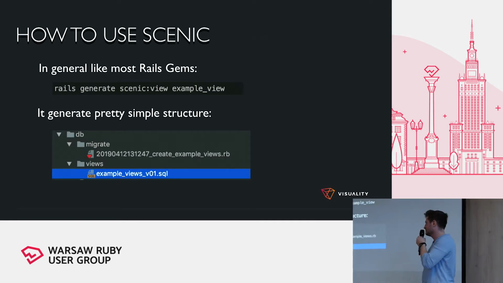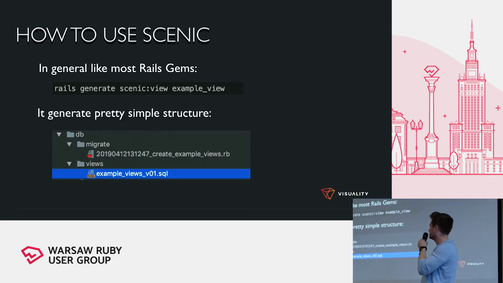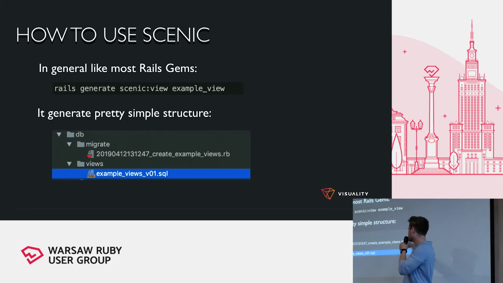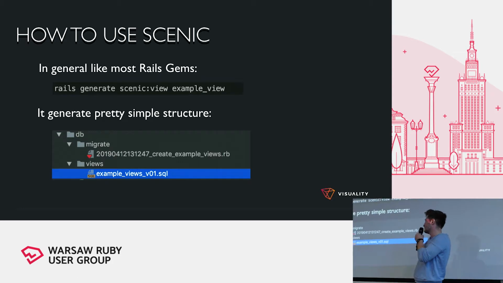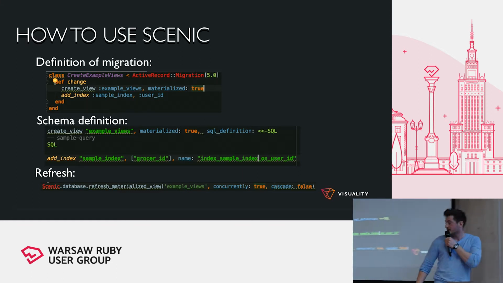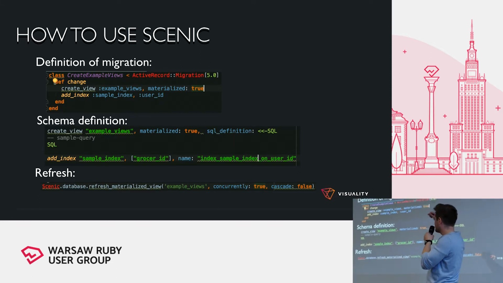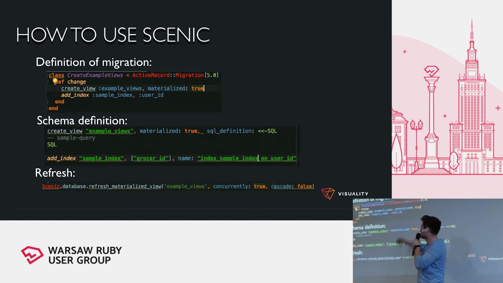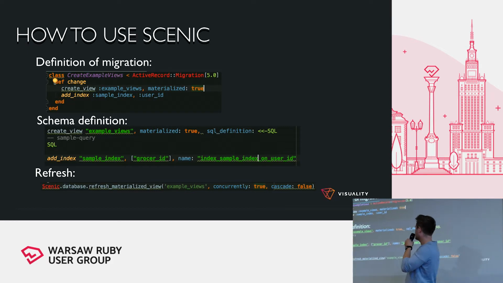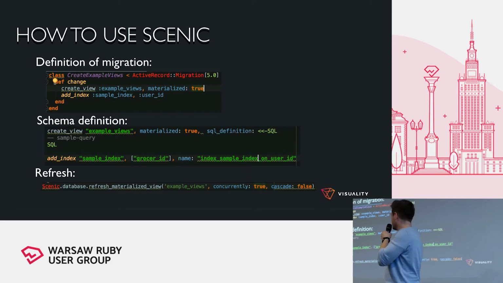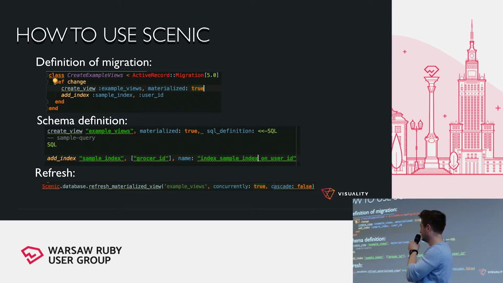So in general, we just call the Rails generator with Scenic, and the basic structure is created, so there's a migration. And there is our SQL definition that we want to use for our view. Here there is a definition of migration, so we can see that for a materialized view we can add indexes, so there is a sample index, and the schema definition is again our creation of the view, and a sample query that we would like to put. The query is written in the same way as in our SQL view under migrations.